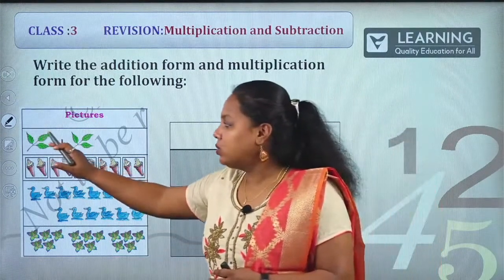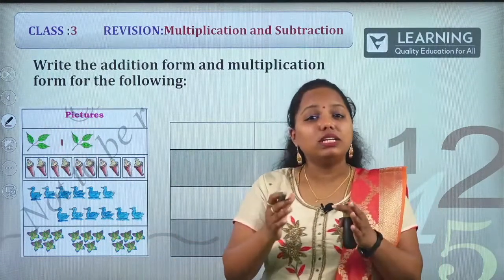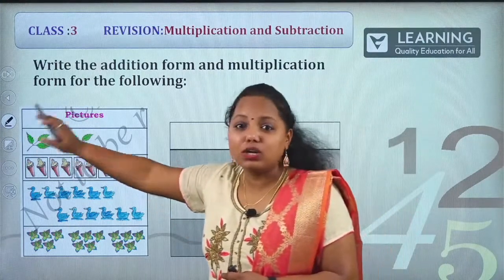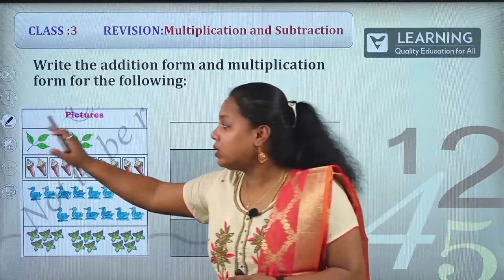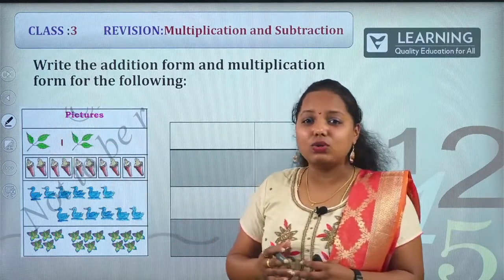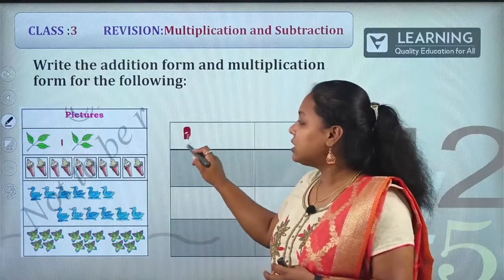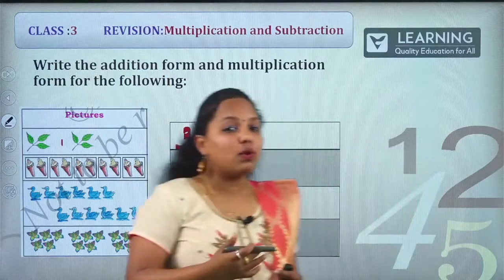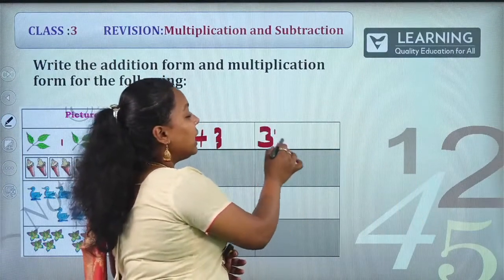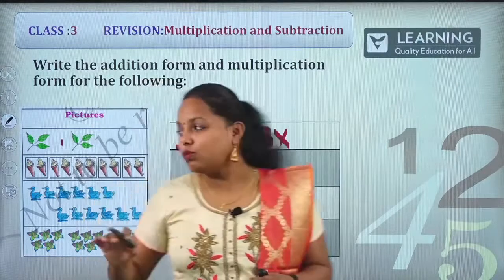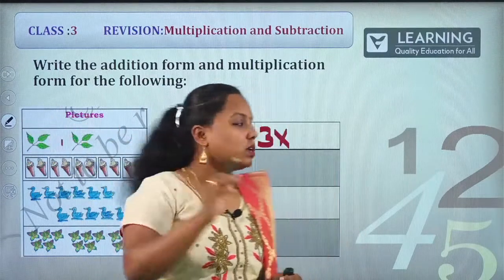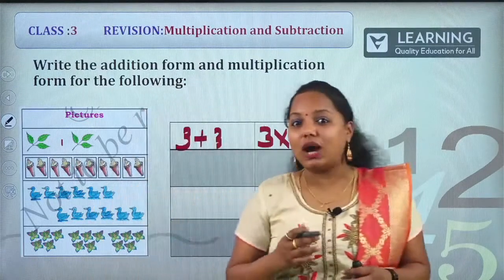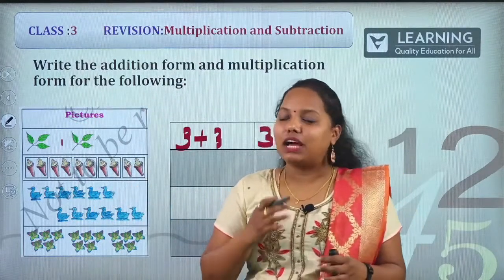So, now 1, 2, 3, 4, 5, 6. There are 3 leaves in each of 2 groups. Now, no need to sit and add all those. Instead of that, you can write it as 3 plus 3. So, this is the addition form. Multiplication form, how do you write? It is 3 into. How many groups are involved? Here 1 group and 1 group. So, 3 into 2 will give me 6. I hope you are able to understand this and recall whatever we have dealt here.